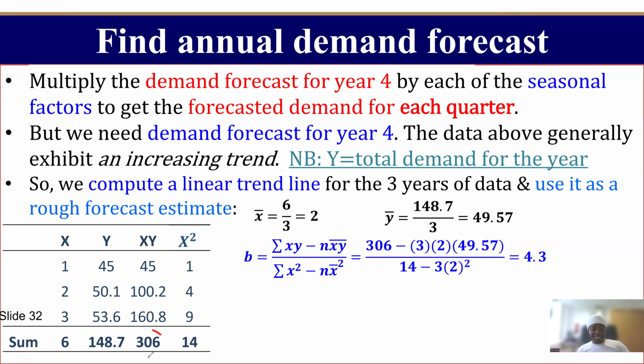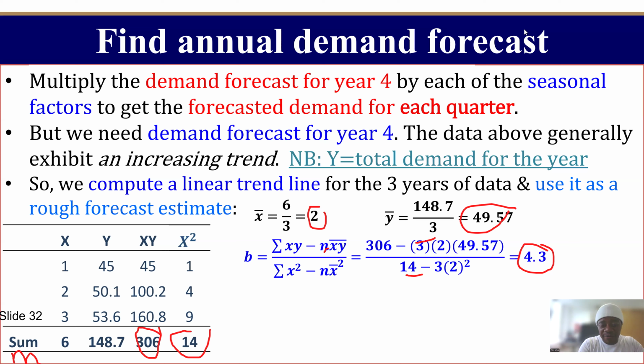So you calculated the sum of all of them. I would normally say calculate the sum of all of them and always calculate the mean of all of them too, because you're going to use them. Then you substitute this. N is the sample size, which is the number of periods. There are 3 periods. Then you have the X bar, which is 2. You got it from here. The Y bar is 49.57. You got it from there. You substitute that. The summation of this one is 14. You put it there, and then the rest is easy. When you do that, you're going to get the B value to be 4.3.